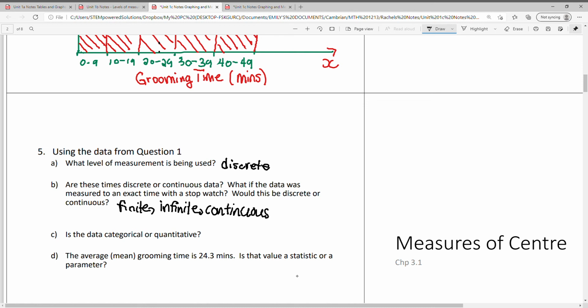Is this data categorical or quantitative? It's quantitative because it's measured, and it's actually ratio data. The average mean grooming time is 24.3. Is this value a statistic or a parameter? Statistics are derived from a sample, so therefore this would be a statistic.